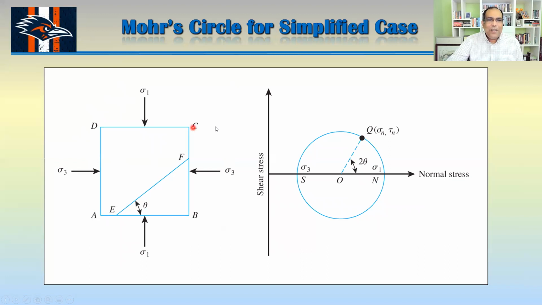plane DC. So DC is basically your principal plane. From the principal plane, if you go twice theta, then you can get that point Q. Now read that sigma n and tau n from there. So you can get the sigma n and tau n from that particular point, right? Again, this is a graphical method. If you want to find your sigma n and tau n from the formula that I showed you earlier, you would definitely get the same answer, okay?